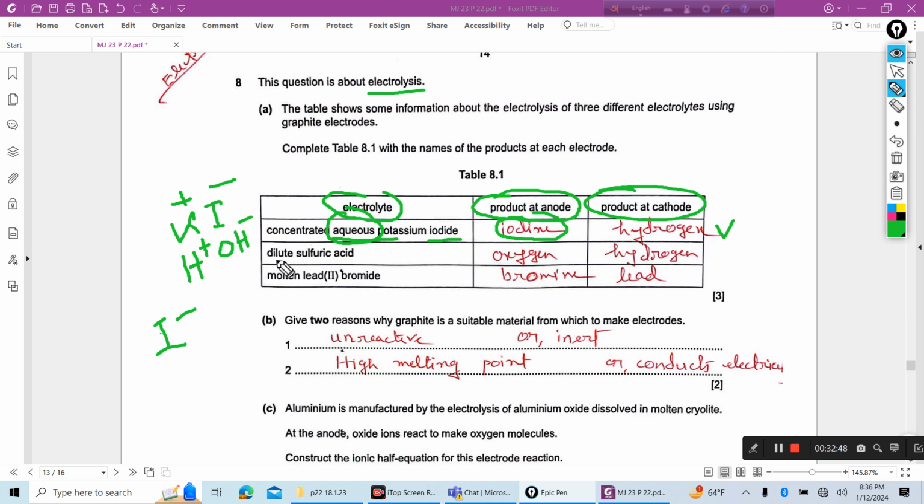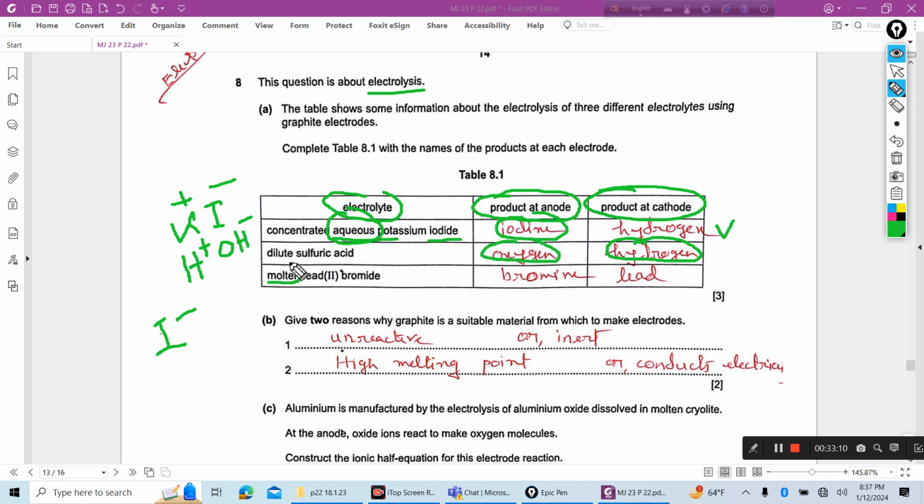Dilute sulfuric acid, that means water. So at the cathode same product hydrogen, hydrogen ion reduce, hydrogen ion gains 2 electron to form hydrogen, and at the anode oxygen is produced. Hydroxide ion lose electron to form oxygen and water. So this product is oxygen.